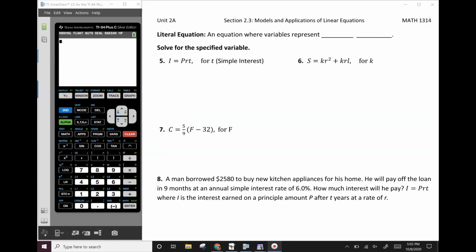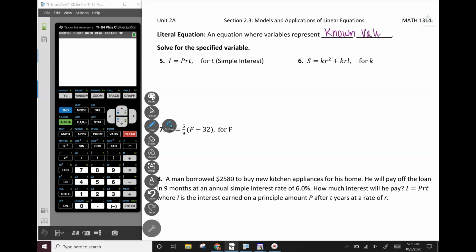A literal equation is an equation where variables represent known values. So typically these will be formulas. But our goal with these literal equations is to solve for a specific variable. So just doing what you would do if you were solving any equation, even if the variables were numbers instead, you'll do it the same way, but pretty much everything is going to be a variable.